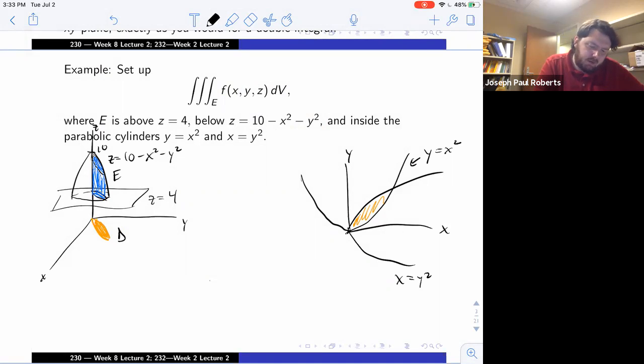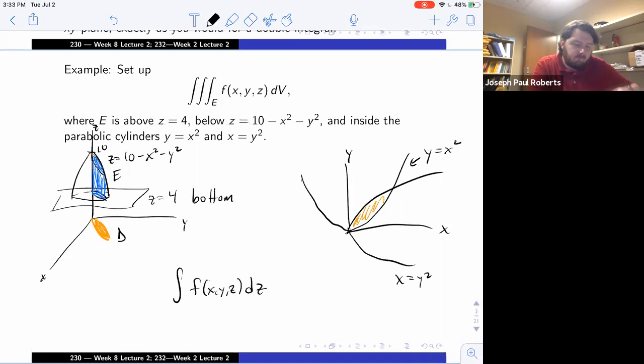Okay, and so anyway, thinking about it, it looks like we can do our z on the inside, and our bottom surface is the plane z equals 4, and our top surface is the elliptic paraboloid z equals 10 minus x squared minus y squared. So that goes on your upper bound.